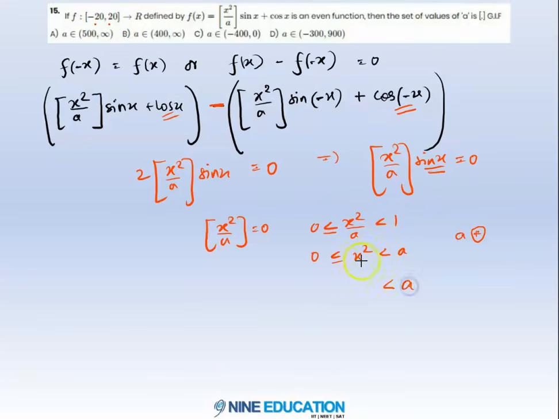So a is greater than x square values also. So if I take x square as 400, then a is greater than that also. So definitely if I take x square value, the minimum one, as 0, then I can say a is greater than 0 also. So in any case, if I combine this, I'm getting a values to be greater than 400 itself. So that is there in option number B, which is 400 to infinity.